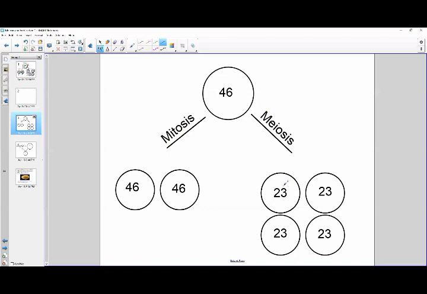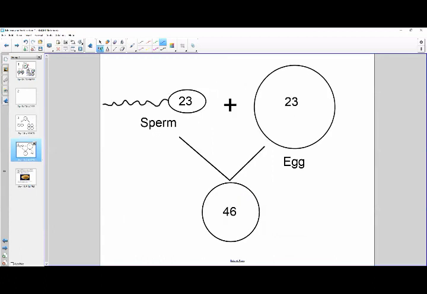So why do we need 23 in the sperm or the egg? The reason for that is when the sperm and the egg get together through a process called fertilization, the sperm enters the egg. You want those 2 chromosome numbers to combine to form the chromosome number of your organism. If each of these were 46, then the cell that started that organism off, like that human, that baby, would be 92. That's way too many chromosomes. So if the sperm has 23 and the egg has 23, when they combine, we get the human chromosome number of 46.